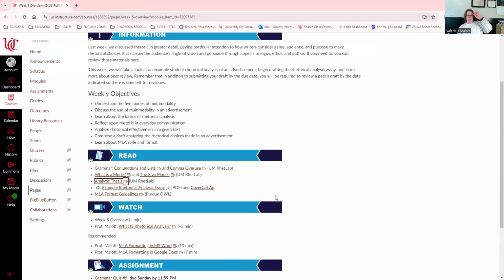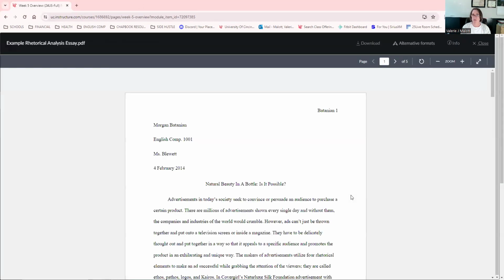So we will get to the meat of the readings here. I have an example rhetorical analysis essay. That example essay is taken from a book that is printed every few years by the UC English department at the main campus in Clifton, in Cincinnati, Ohio.